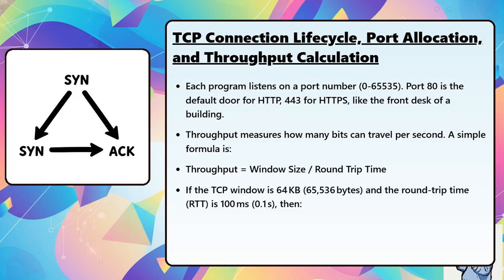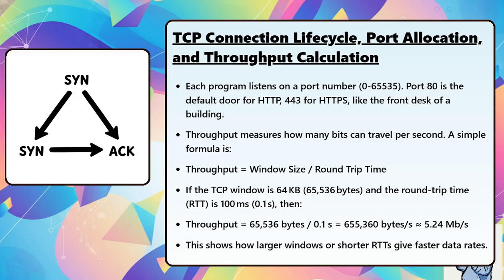If the TCP window is 64 kilobytes, 65,536 bytes, and the round trip time, RTT, is 100 milliseconds, 0.1 seconds, then throughput equals 65,536 bytes divided by 0.1 seconds equals 655,360 bytes per second, approximately 5.24 megabits per second. This shows how larger windows or shorter RTTs give faster data rates.